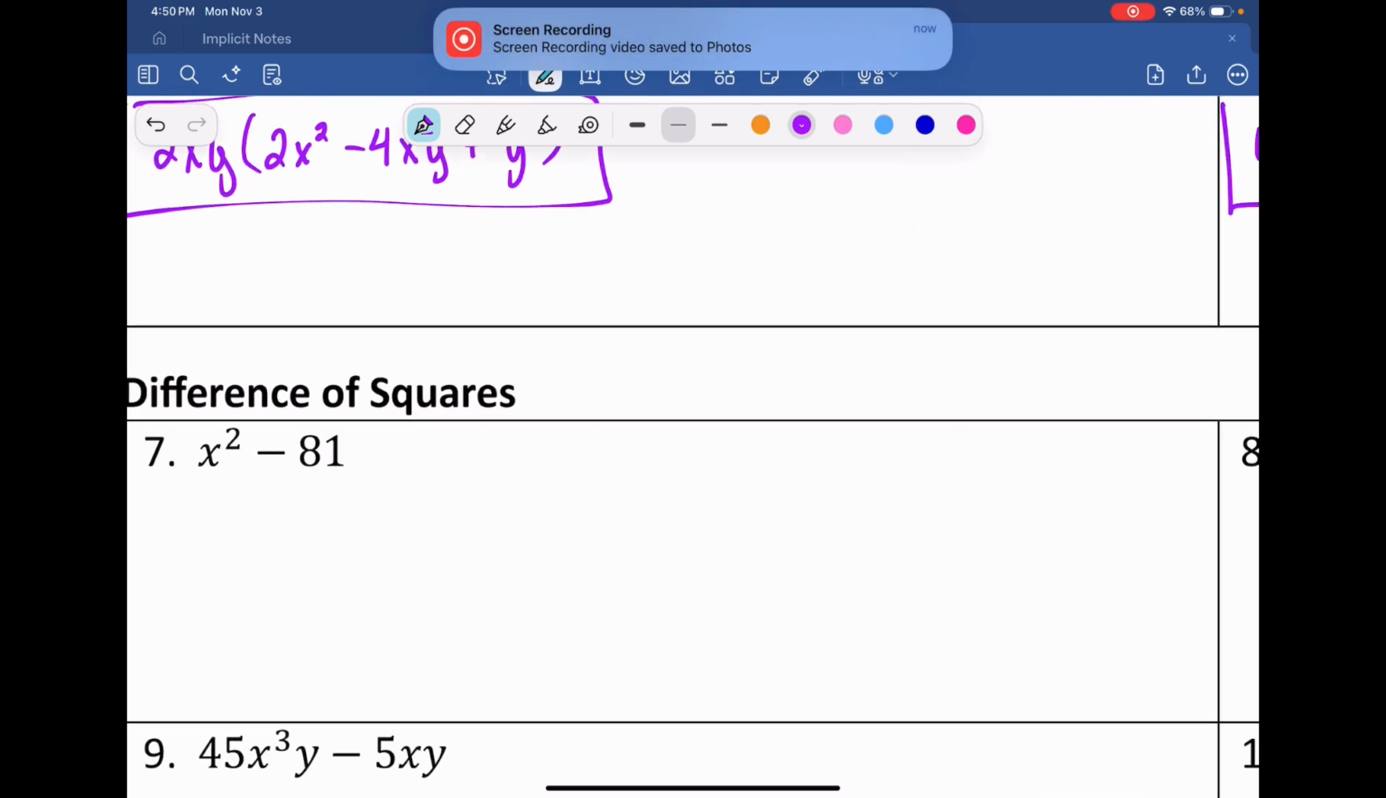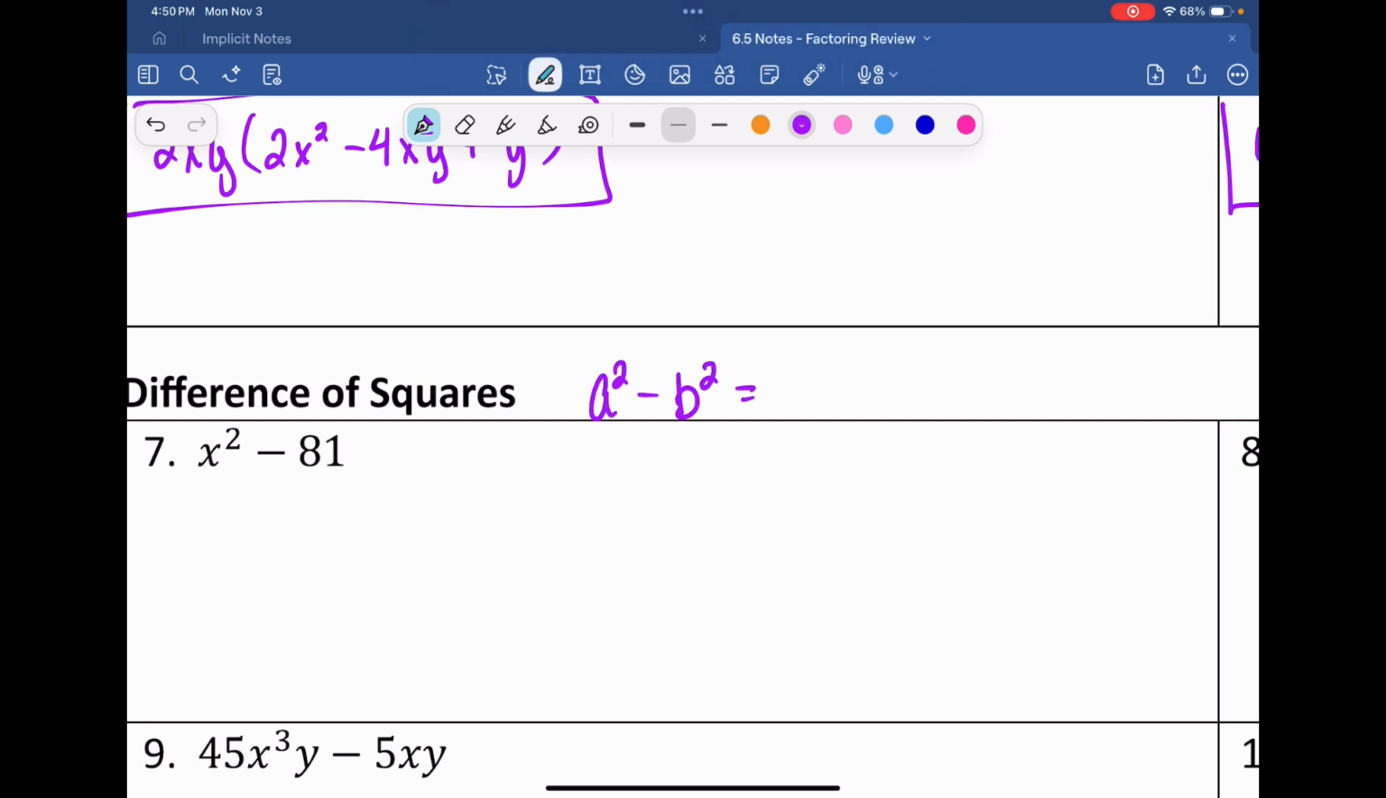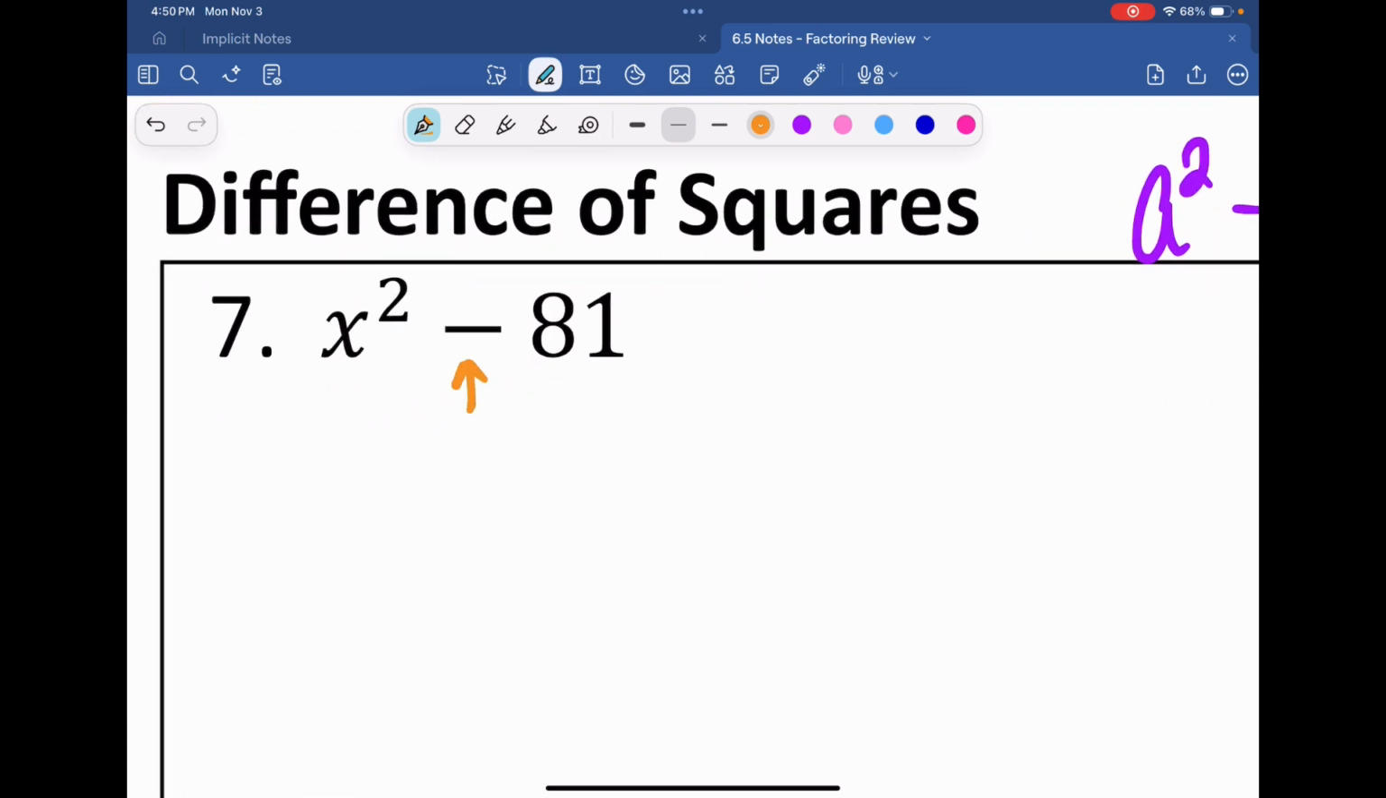Our next one up is our difference of squares. A squared minus b squared. Take their square roots, add, and subtract. So the first thing you have to do is make sure there's not a GCF to begin with. Then you check for a subtraction sign. You check if that one's a square, I'm just going to draw a square. 81, square root is 9. And then x squared. Even exponents are squares, so square minus square.